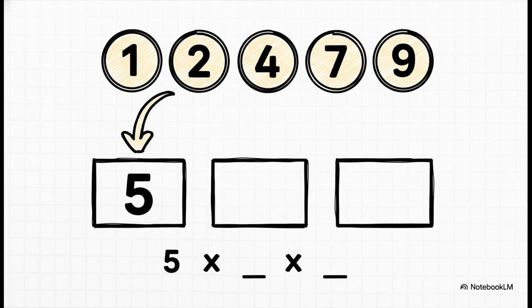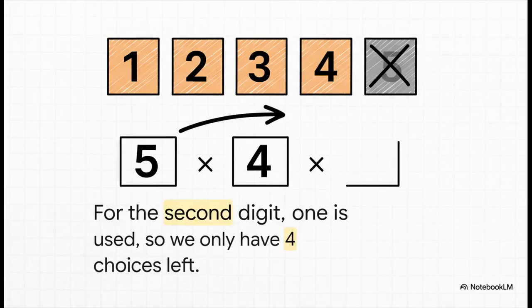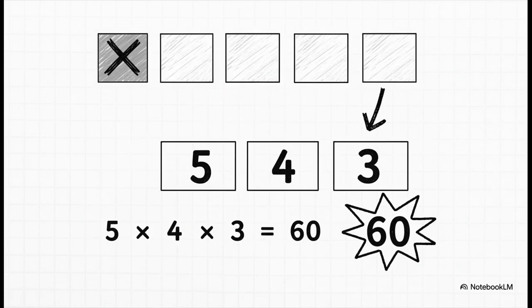We're making a 3-digit number, so think of it as 3 empty slots we need to fill. For that first slot, the hundreds place, we can pick any of our 5 numbers, so we've got 5 choices to start things off. Now let's move to the second slot, the tens place. Since we've already used one of our digits for the first spot, and the rule is no repeats, we only have 4 digits left to choose from. See how our options are getting smaller? And you can probably guess what's next.